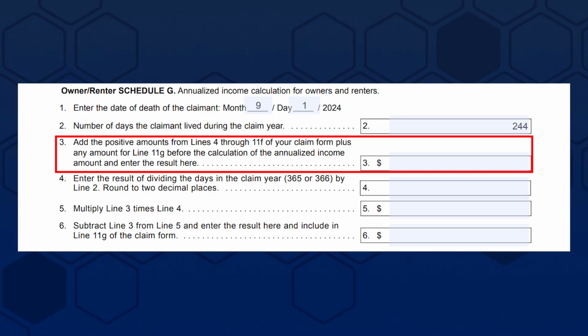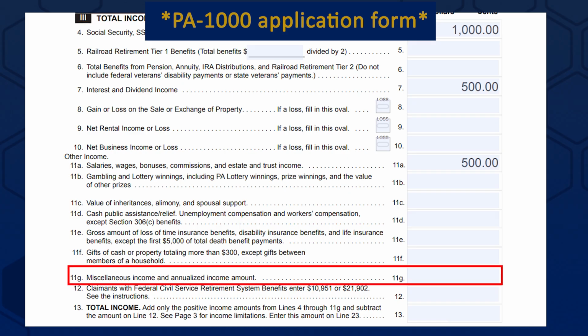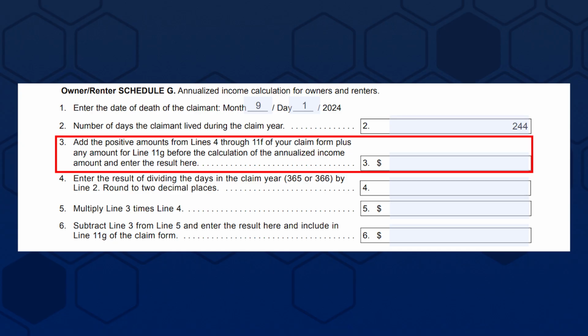On line 3, add all the positive amounts from lines 4 through 11F of your PA-1000 application form. Then, include any amount from line 11G that does not include the calculation of the annualized income amount and enter that amount on line 3.